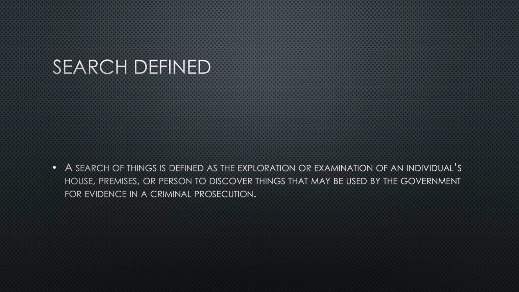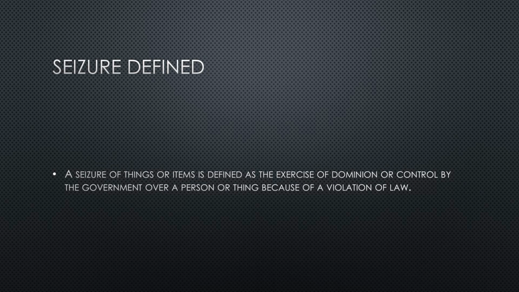So we have two words, search and seizure. So what is a search defined? When you think of the word search, you're thinking about words like exploration or examination. It's where you're looking around, moving things out of the way, opening things. You're exploring a house or a closet or something like that. Now, what about seizure? A seizure is when you actually sort of take dominion or control or possession over a thing. So oftentimes we say, well, this was a search and seizure. Someone is looking for something, they find it, and then they take possession of it. So that is a seizure defined.